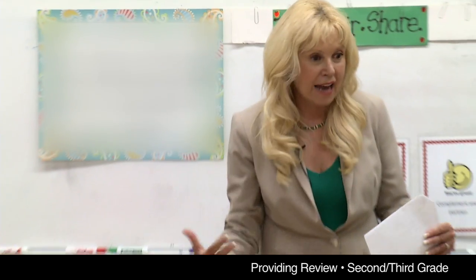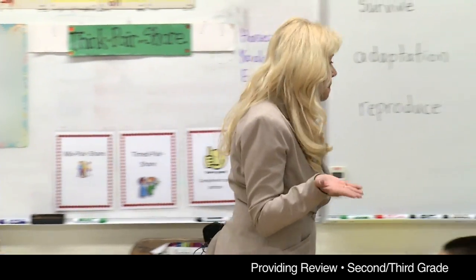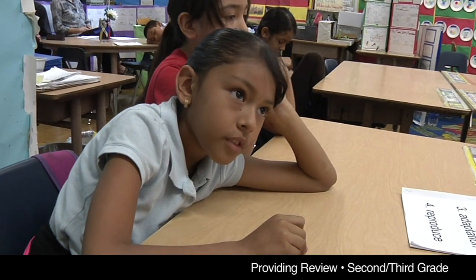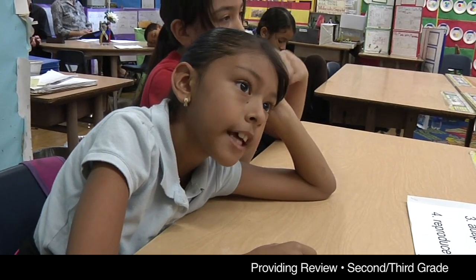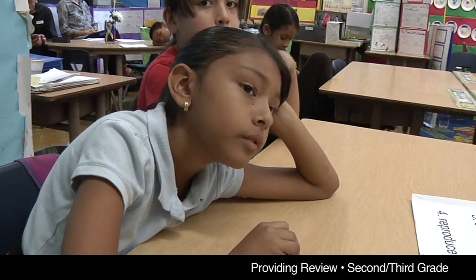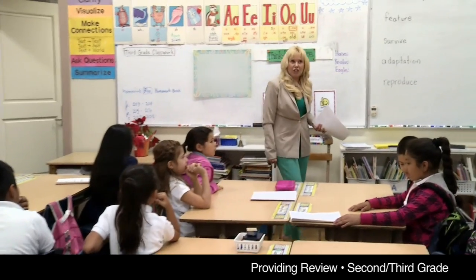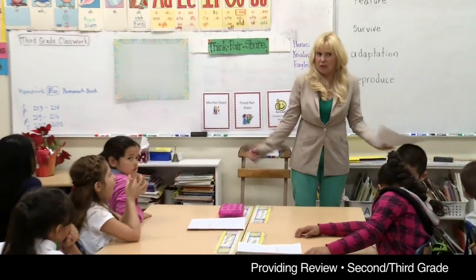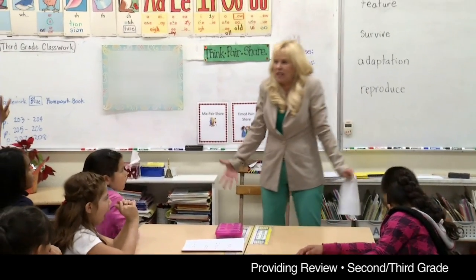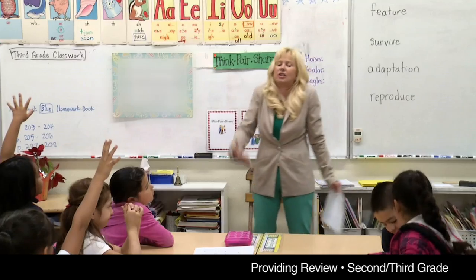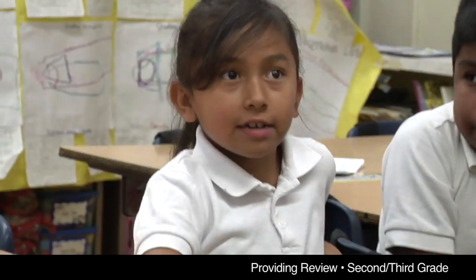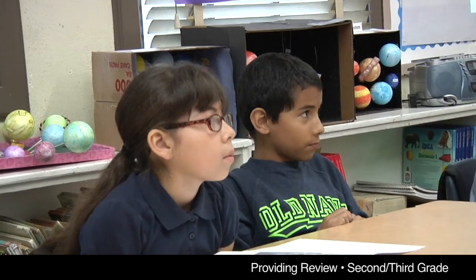So remember, an adaptation is a what? A change to stay alive. That's right. What is an adaptation that the desert plant makes? What does the desert plant do so it can stay alive? It doesn't have a lot of leaves. That's right. What's another one?